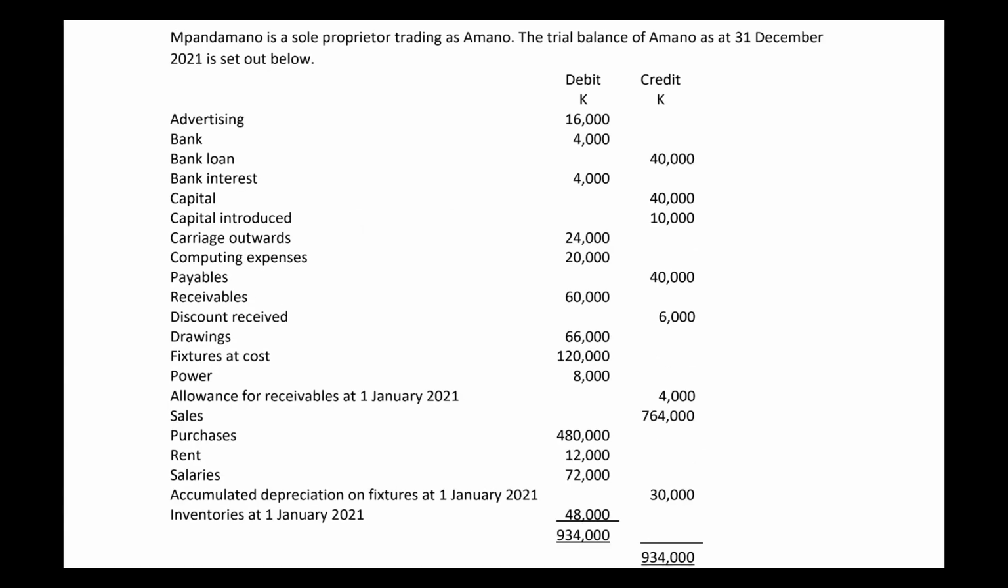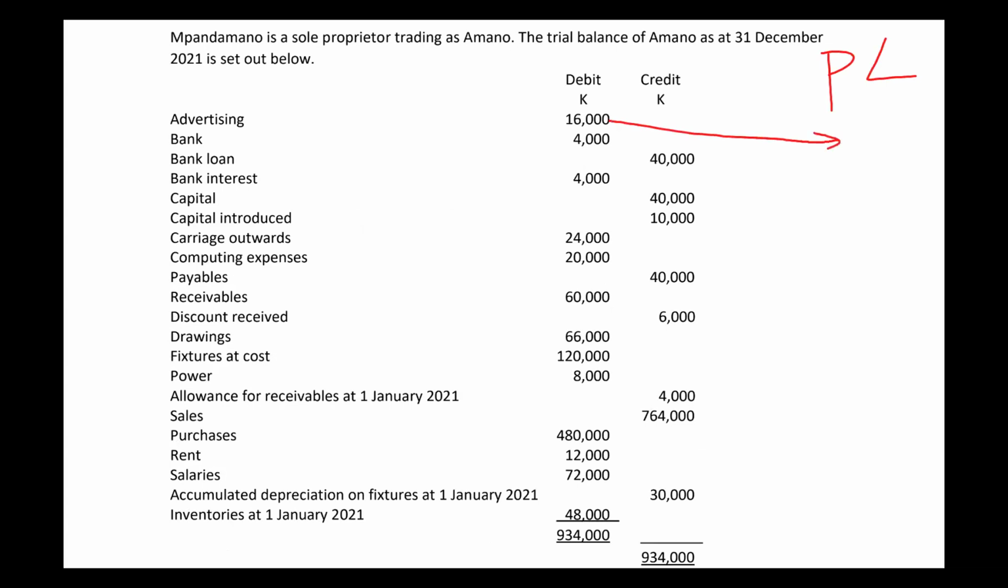Let's start by ascertaining what goes in the profit and loss. Let's start from advertising. Where does advertising go to and under what section? I want you to be that specific. Profit and loss, and it's an expense. Thank you very much. Advertising is a profit and loss expense.